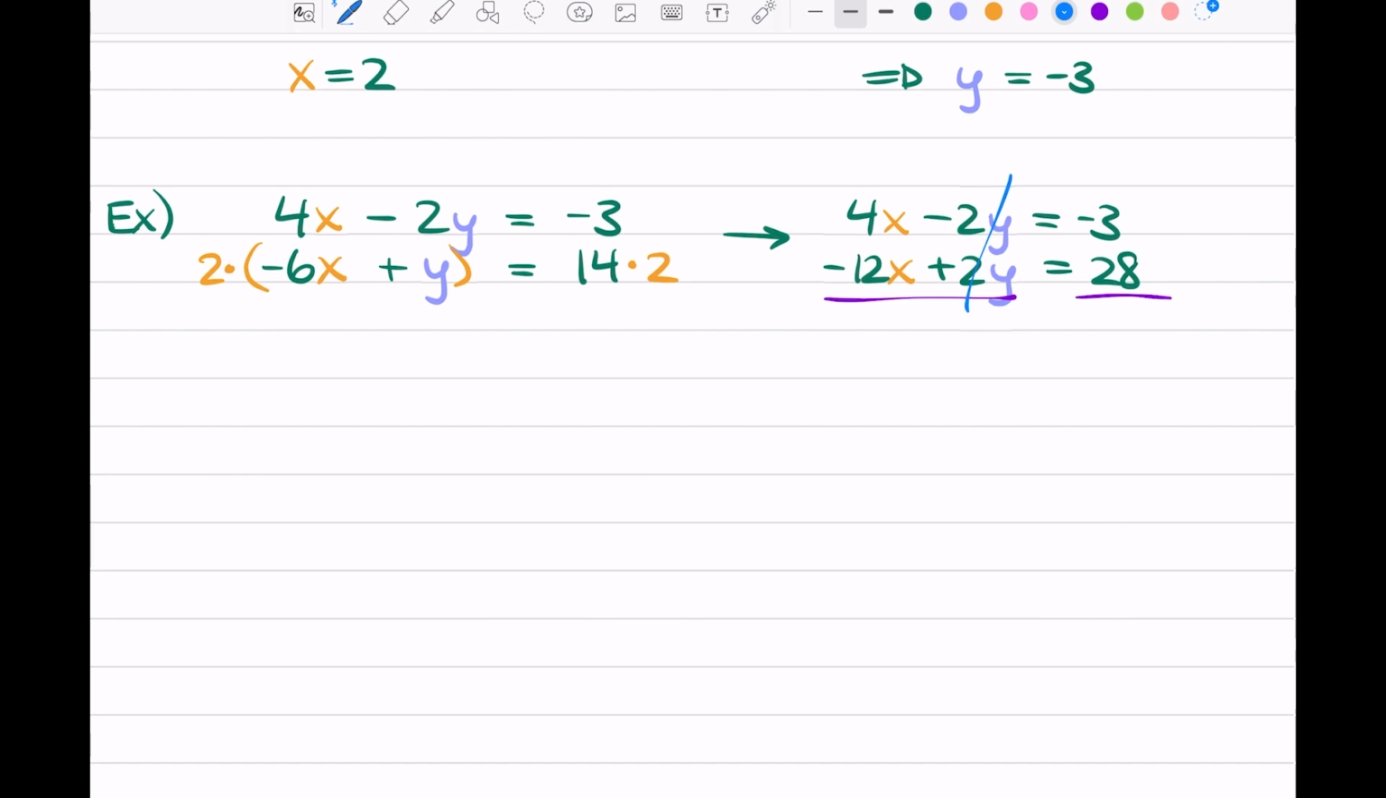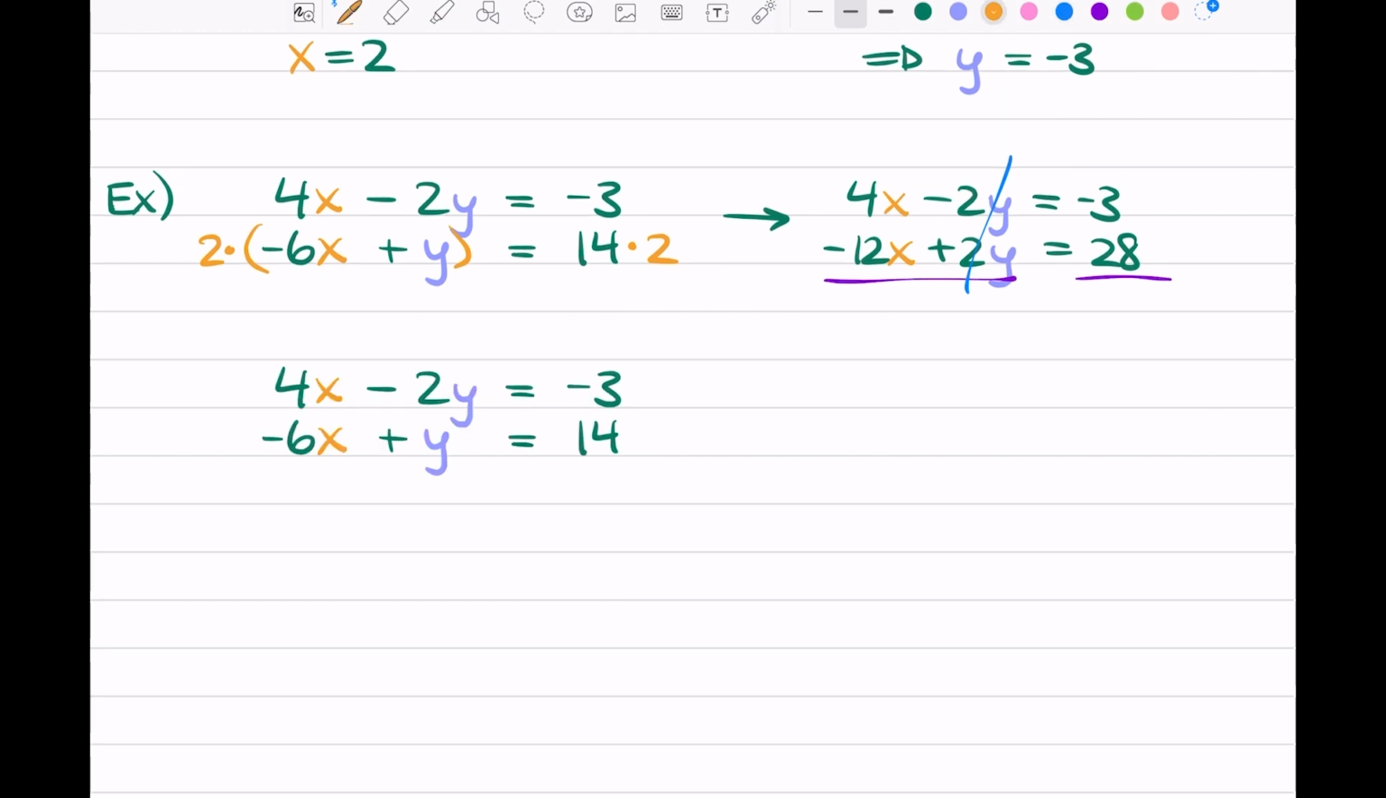Now let's say we wanted to solve this problem by getting rid of the x's. How would we do that? So I brought down our original system of equations, and this time we're going to try to get rid of the x's. And it looks like we'll have to multiply both equations by something to get to a common number.